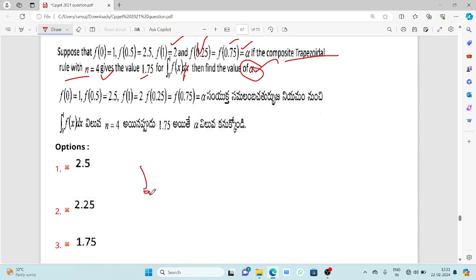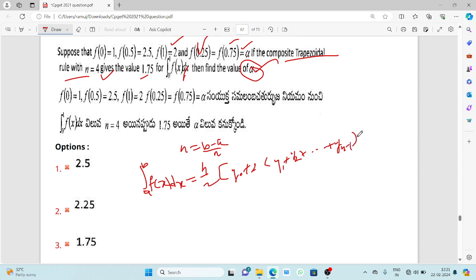Suppose I have the integral from a to b of f(x) dx. It is equal to h by 2, where h is (b minus a) by n, times y0 plus 2 times (y1, y2, up to yn minus 1) plus yn.